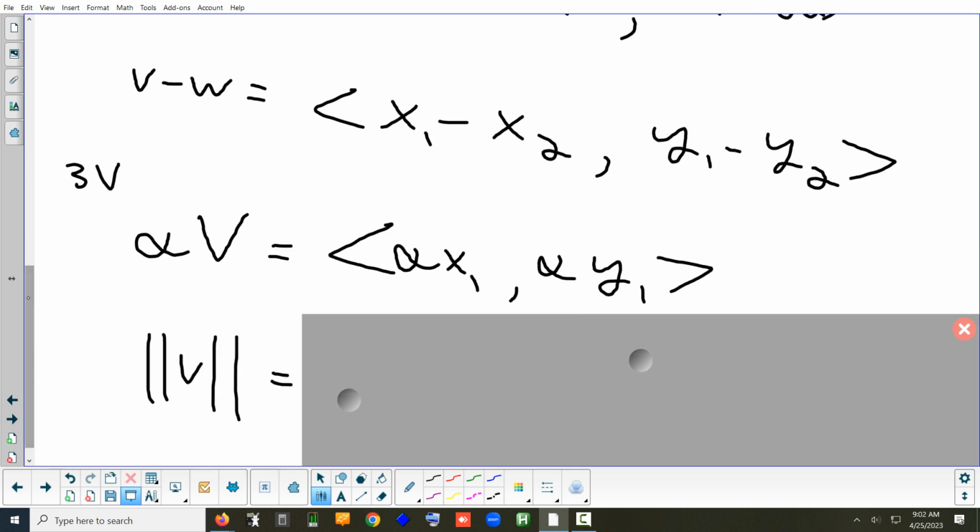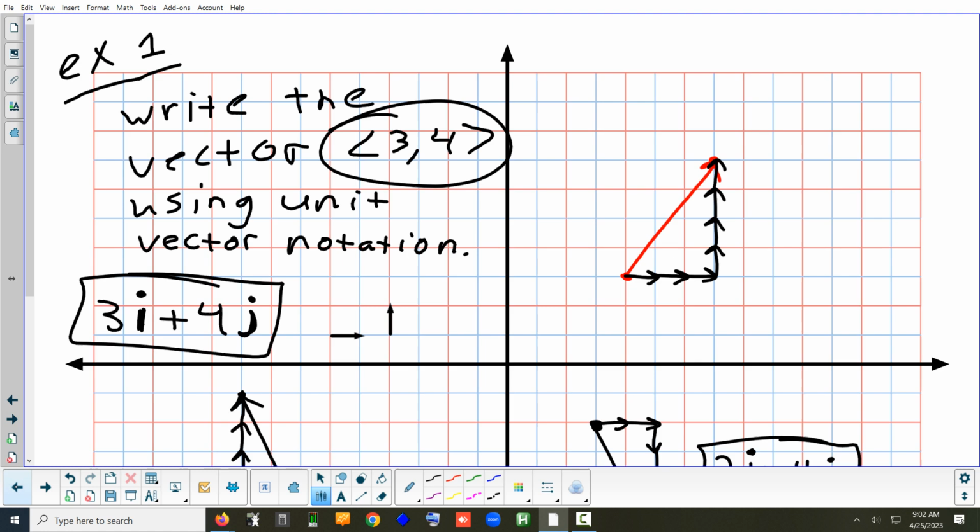And then this symbol, the double bars around a vector, what does that mean? Is that absolute value? Well, not quite. That would be the magnitude of the vector. What it shares with absolute value is it is always a positive answer. But what does magnitude mean? Can you describe it? If you have a line, it's the distance between the 2 points. Yeah, so it's the length of the vector.